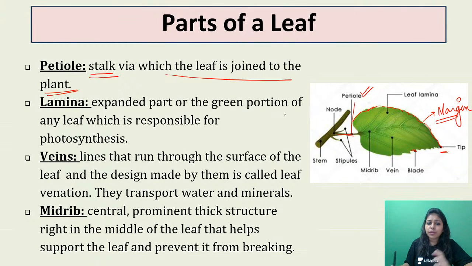Now in the leaf, you can see that there are many lines which are running through the surface. There is a design-like structure which is made. Either they are forming a network-like structure or they are parallel to one another, but they are these lines. What do we call these lines? They are called veins. Am I clear?